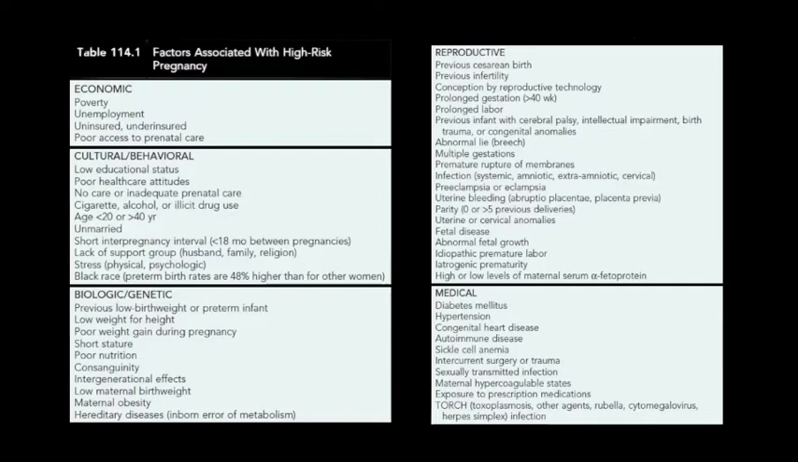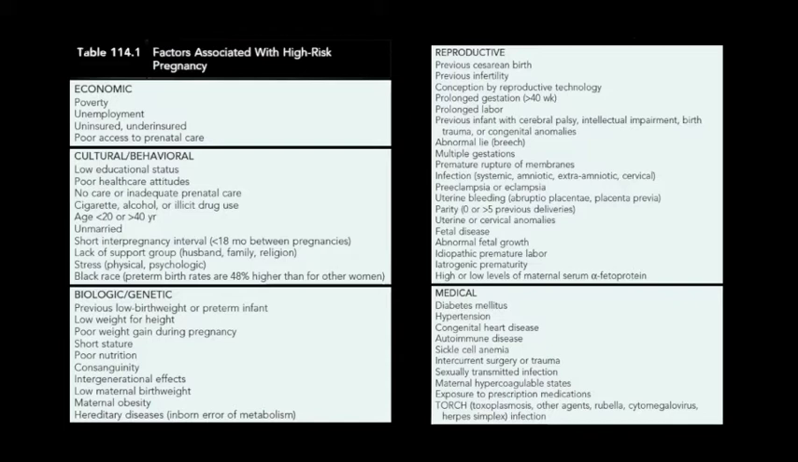Reproductive factors are also listed here. As you can see on your screen, we have previous CS, infertility, conception by reproductive technology, prolonged gestation, that's more than 40 weeks, prolonged labor, a previous infant with cerebral palsy, intellectual impairment, birth trauma or congenital anomalies, abnormal lies such as in breech presentation, and multiple gestations, because we know that multiple gestations would tend to be delivered prematurely.